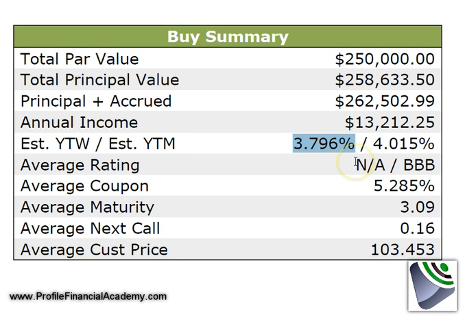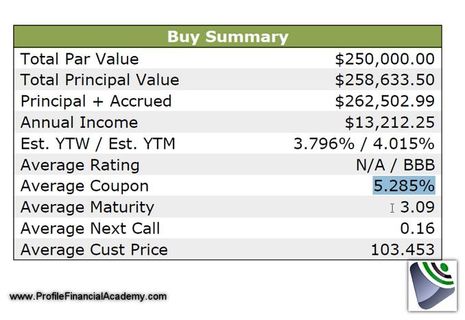The next line tells us the average rating. In this case, we're looking at a triple B rating, which is an investment grade rating. The next line tells us the average coupon, meaning some of the bonds will pay more, some will pay less, but you'll be making an average coupon of about 5.25%. And the average maturity, which is the average length of time of the bonds, a little over 3 years.